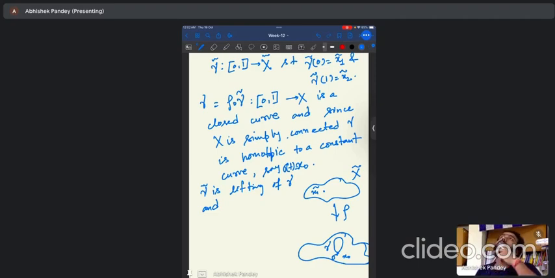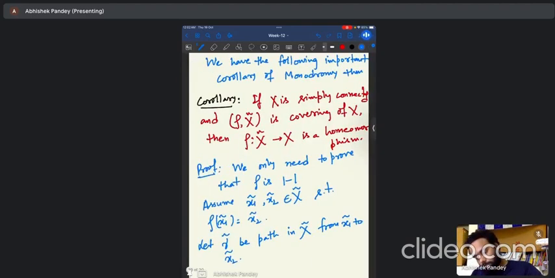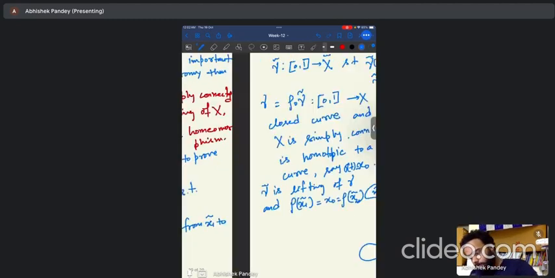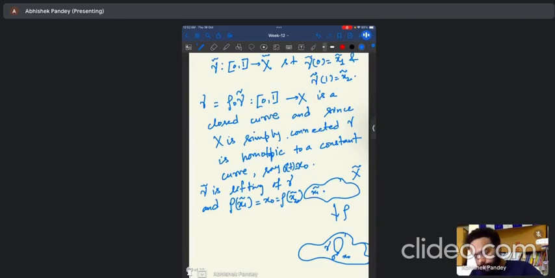So this rho of x1 tilde is equal to x naught, which is nothing but rho of x2 tilde. This is what we have assumed. So now this is the case.